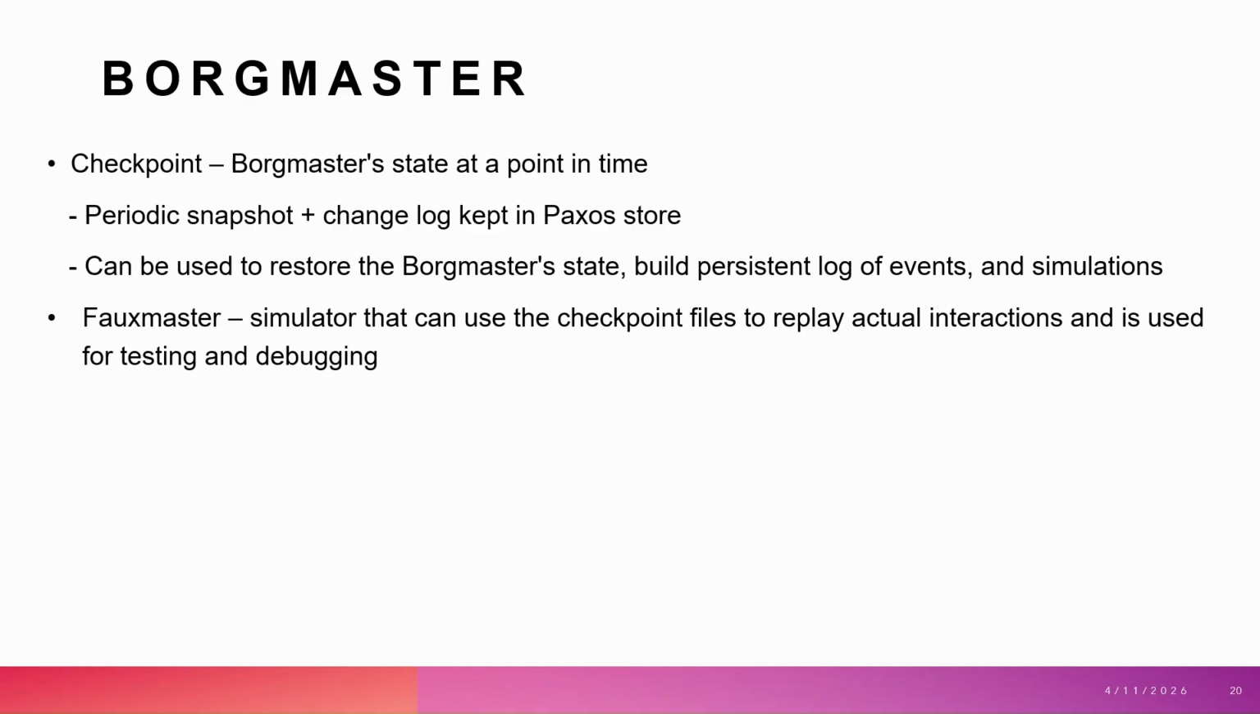Moving on to the checkpoint, this is the BorgMaster state at a point in time. We have a periodic snapshot and a change log kept in the Paxos store, which can be used to restore the BorgMaster state, build a persistent log of events, and for simulations. And we have FauxMaster, which is a simulator that uses these checkpoint files to replay actual interactions that can be used for testing and debugging.